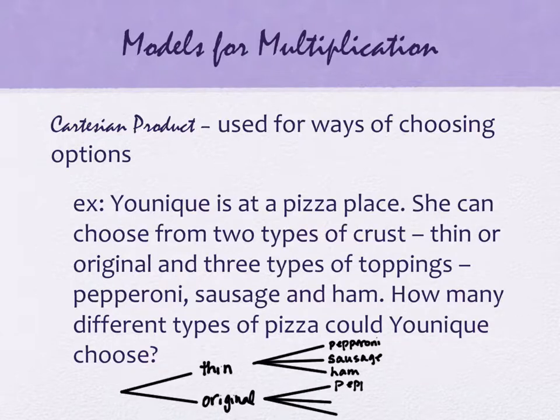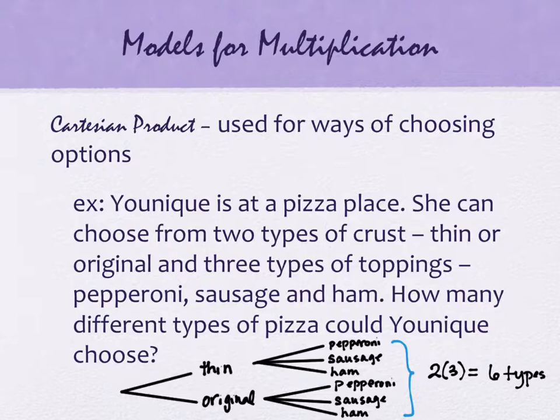But she has the same 3 choices even if she chooses the original crust. So we have pepperoni, sausage, and ham. And if you take a look at the branches here at the end, this tells you that there are 6 different pizza options. And that happens because there were 2 options to begin with, times 3 options secondly. So that gives us 6 types of pizza.